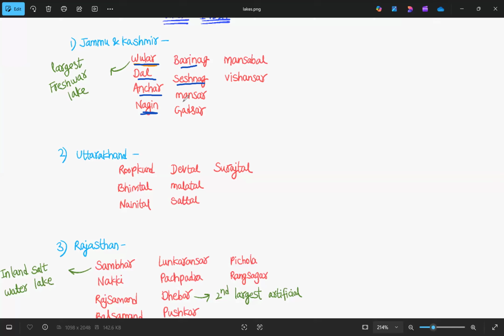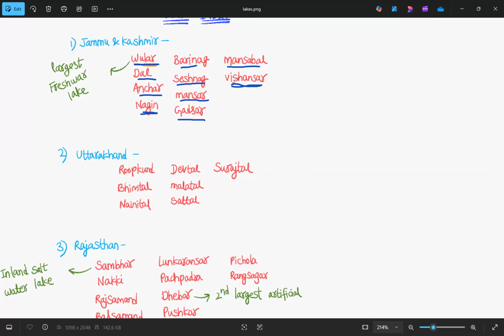The next one is Mansar, the same Surinsar, Mansar covered in Jammu and Kashmir in earlier videos. The next one is Gadsar. Mansar, Gadsar. And the next one, Mansabal Lake, which is also in the Union Territory of Jammu and Kashmir. And the last one is Vishansar, situated in Jammu and Kashmir.